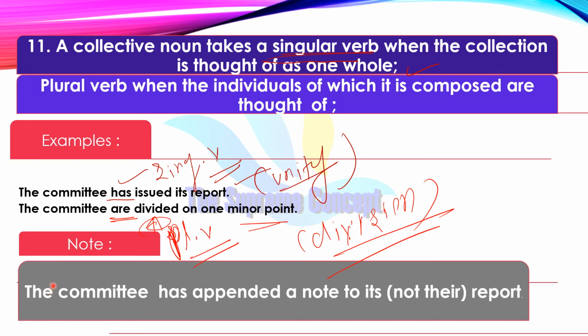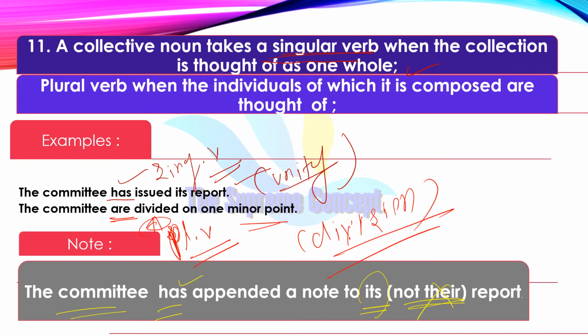Note, we need to note that: the committee has appended a note to its report, not theirs. Here we cannot use theirs. This will be wrong. So we will use its only, because this committee shows unity. That's why we used the singular verb form, and there it will follow its, to show possessiveness, not theirs.